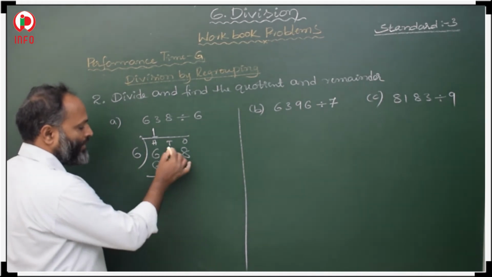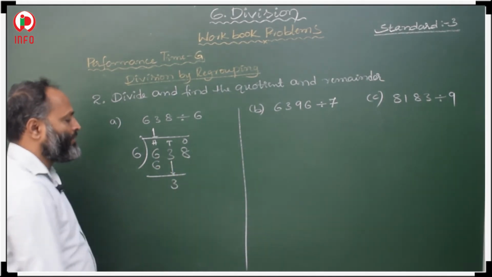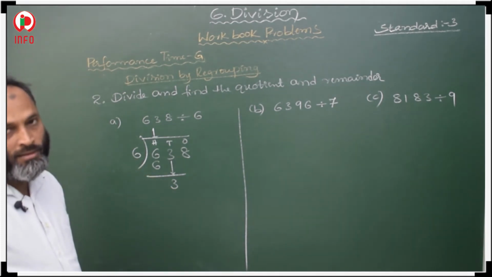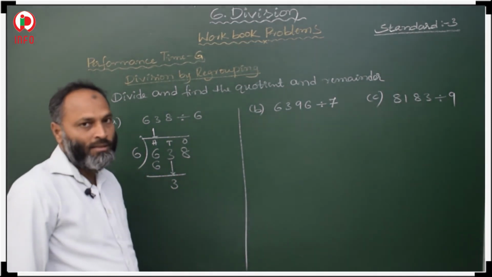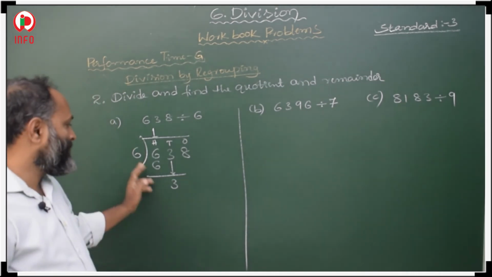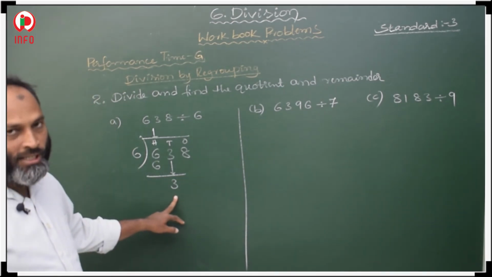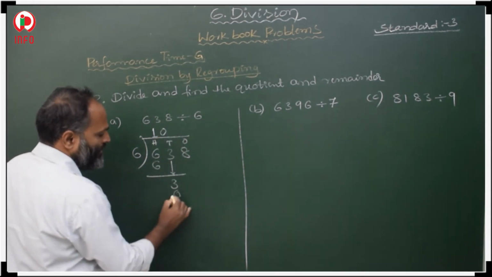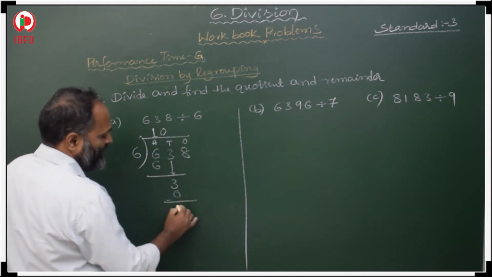Then after that, this tens place we have to write. In the 6 table when you get 3, 6 zeros are 0, but why not 6 ones are 6? That is more than this. So that is why we have to take 6 zeros are 0. Then 3 minus 0 is 3.